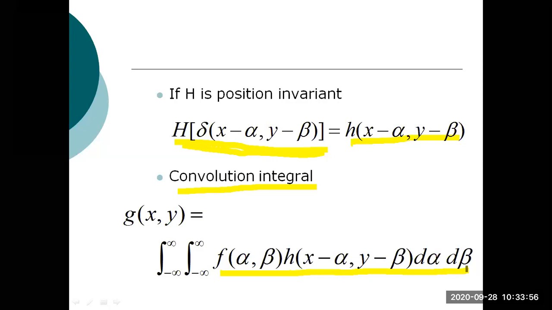That can be represented in integral form like this: the double integration of f of alpha comma beta into h of x minus alpha comma y minus beta into d alpha into d beta. Here small h of x minus alpha comma y minus beta is considered as the position invariant impulse response of system H.